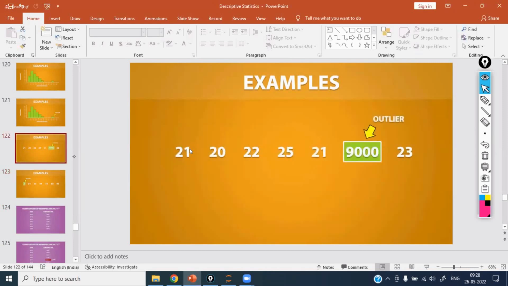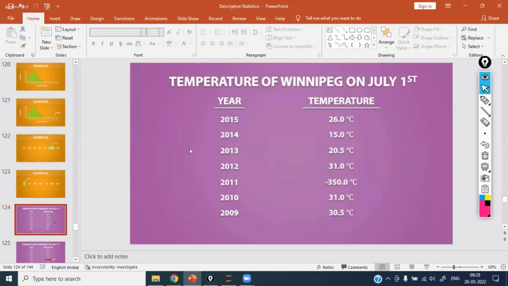In this case, all the numbers are 20, and one is 9,000, which is an outlier. In the given data set it is available, but it does not match the other data points, so it is called an outlier. If there is an outlier, what happens? Assume there is an outlier. What happens?